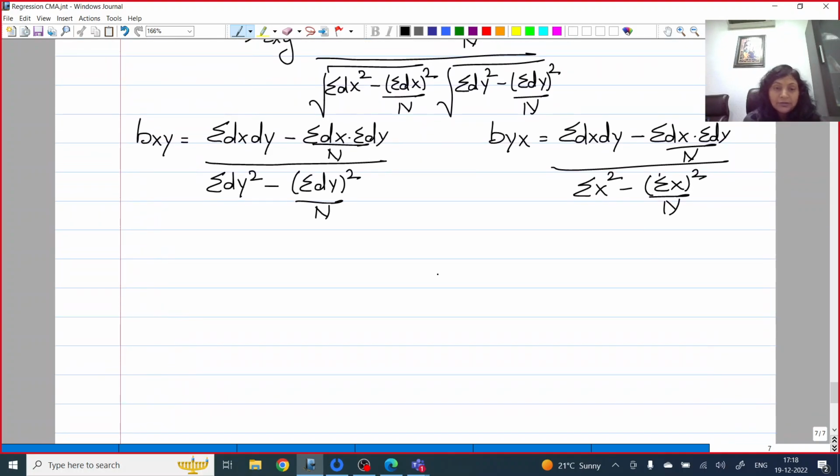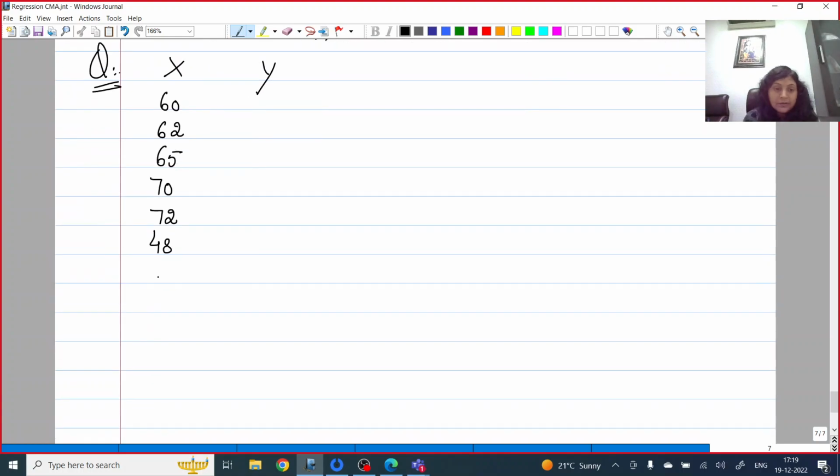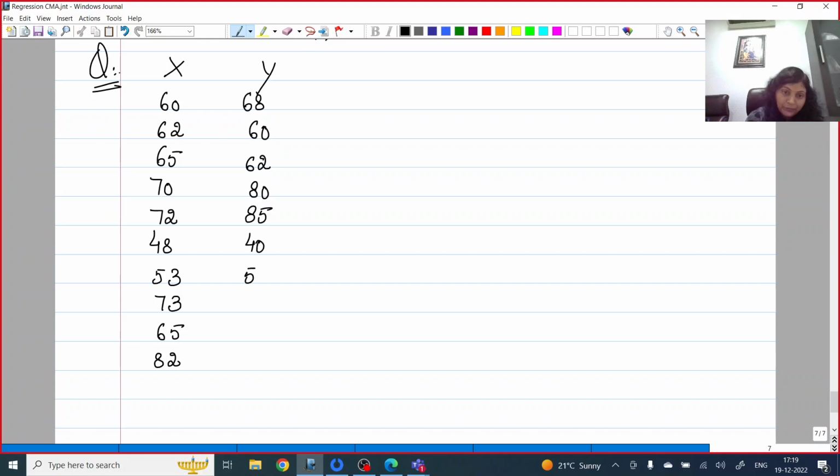So let's solve it with the help of an example. Now suppose the question is x and y, and we have to solve it using the shortcut method. We have been given 60, 62, 65, 70, 72, 48, 53, 73, 65 and 82. And second we have the y series: 68, 60, 62, 80, 85, 40, 52, 62, 60 and 81.